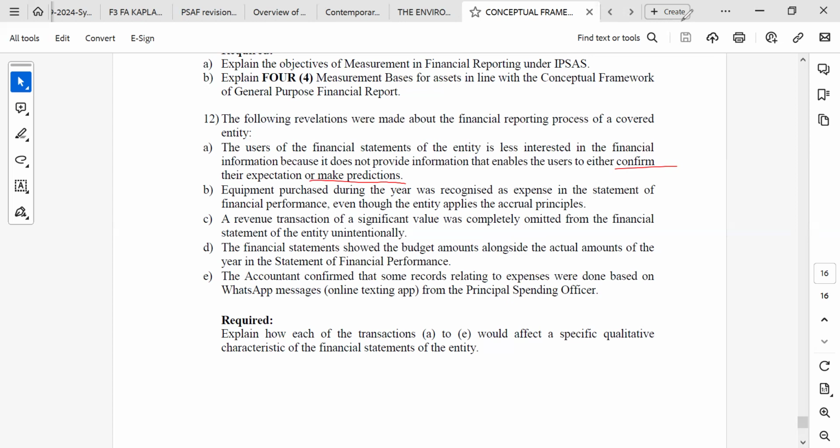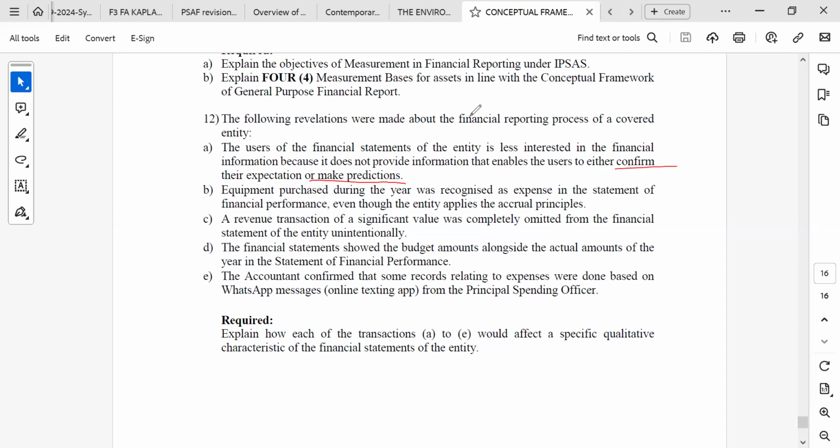Equipment purchased during the year was recognized as expense in the statement of financial performance, even though the entity applies the accrual principles. Okay, what characteristic will be there? Yeah, Senior Dennis. Faithful representation. You will see that this particular thing over here is an error, and it's going to make the financial statement what?